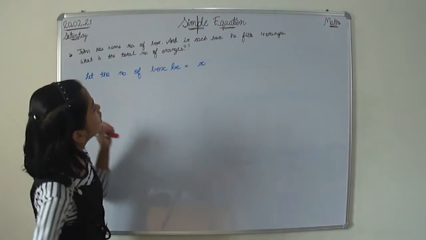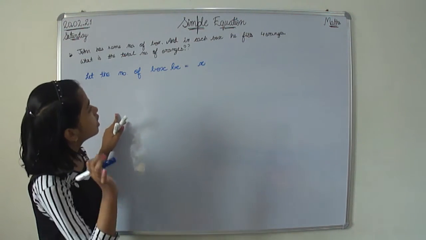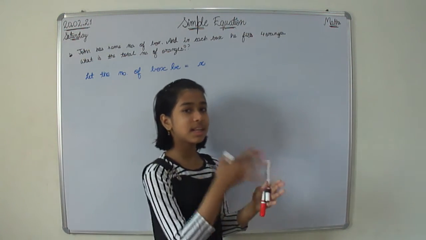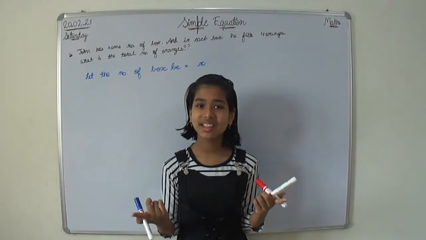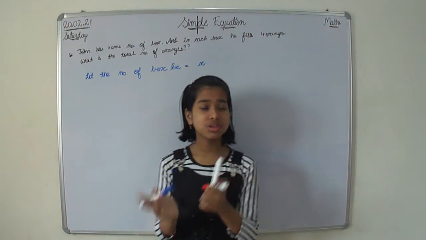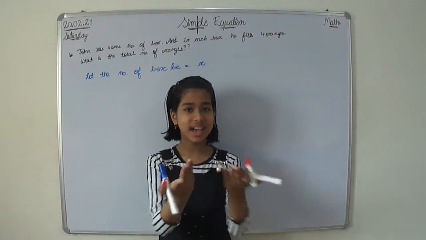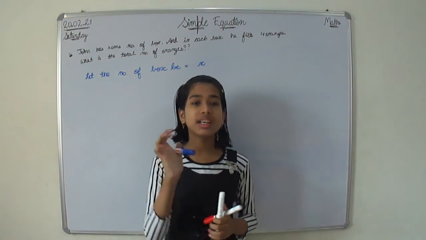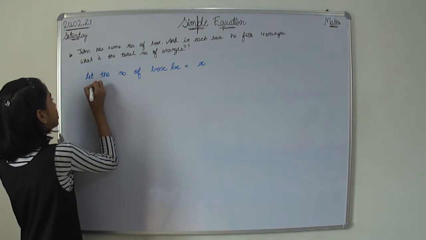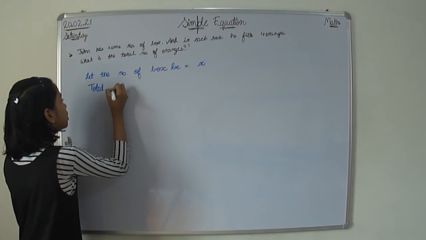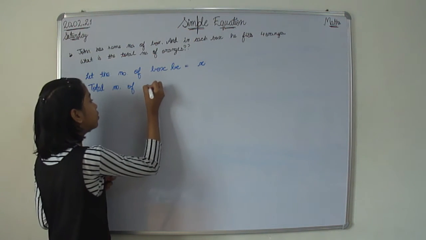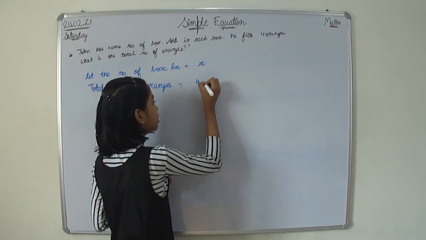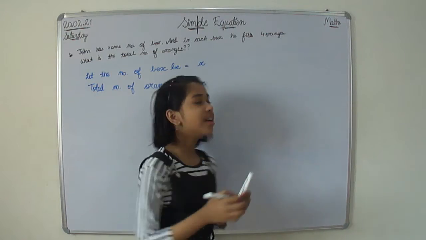So then, in each box, he fills 4 oranges. That simply means that the number of boxes into 4 is going to give me the answer. Why? Very simple. 4 is going to be repeatedly added, right? And multiplication is a repeated addition. Simple. So the total number of oranges is going to be 4x, or 4 into x.